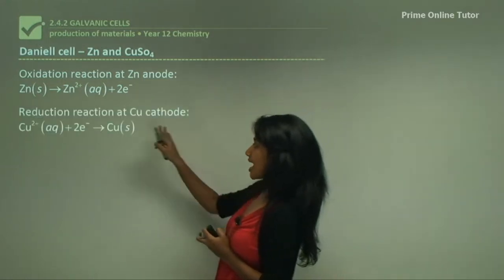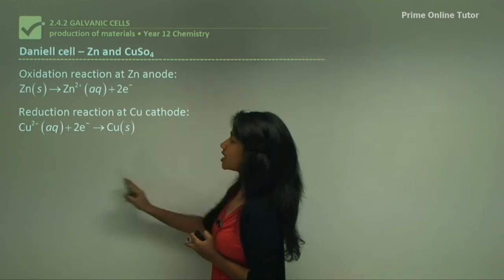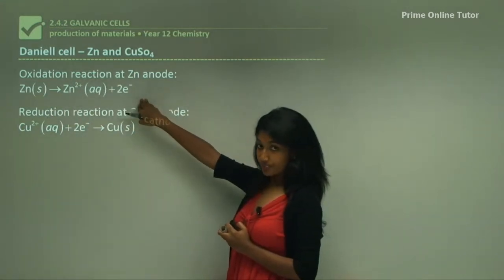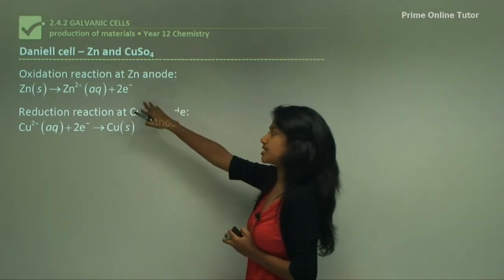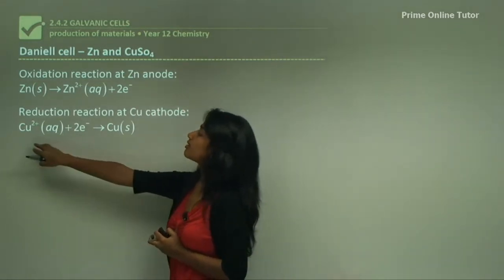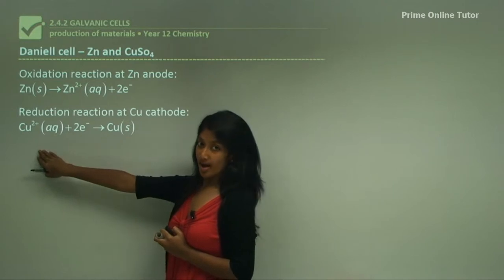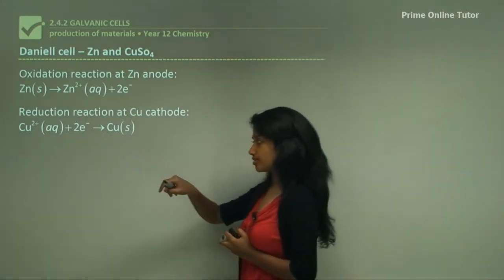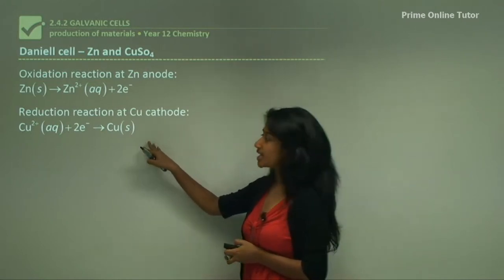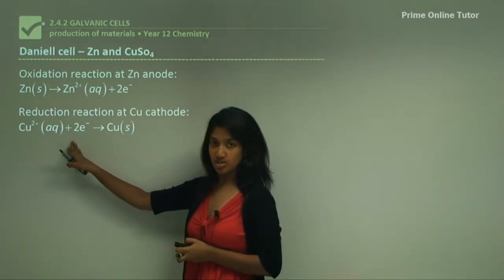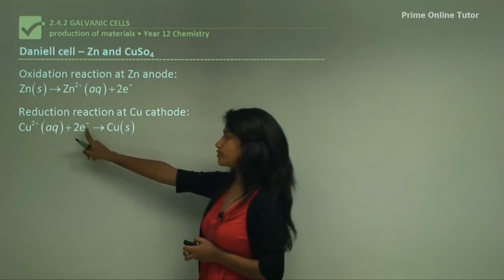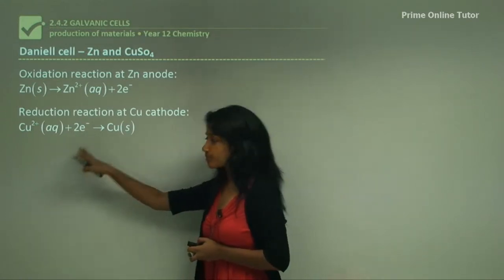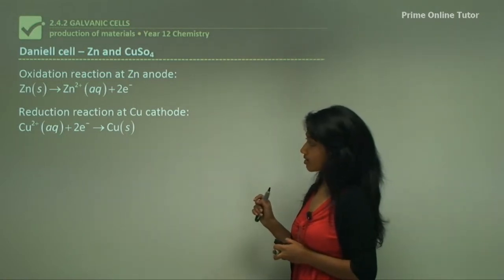The reduction reaction at the copper cathode. What happens is that zinc loses electrons, and these electrons that zinc loses are going to be gained by the copper ions. So the copper cation would gain 2 electrons to form copper. Again, always balance your charges. 2+, and we have 2 electrons, therefore 2-. And that's going to give us 0, and there's going to be 0 here.